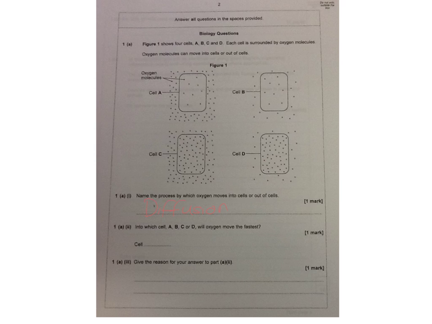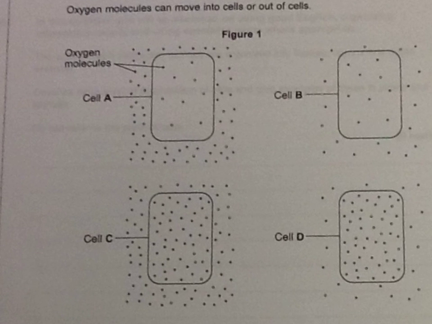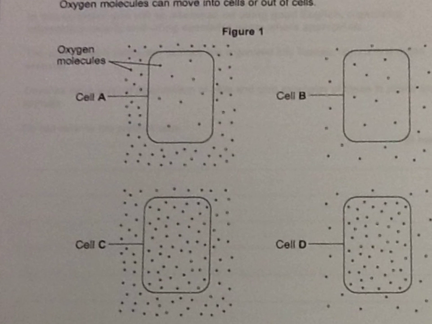Question 1A part 2: into which cell, A, B, C or D, will oxygen move the fastest? So notice this is just for 1 mark. Answer is A. And the reason for this is that the rules for diffusion are that molecules or particles will move from an area of high concentration to an area of low concentration. High concentration means there is a lot of those particles within a certain area. You can see here on the outside of the cell, there's loads and loads more particles, so a higher concentration than there is inside the cell, because there's only a few of them inside the cell there.